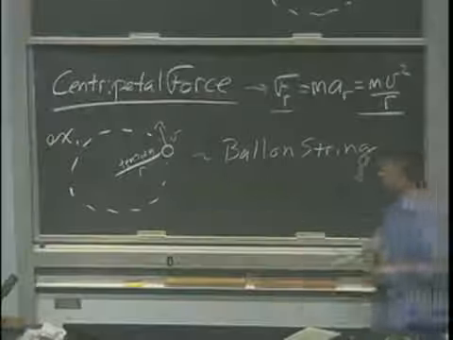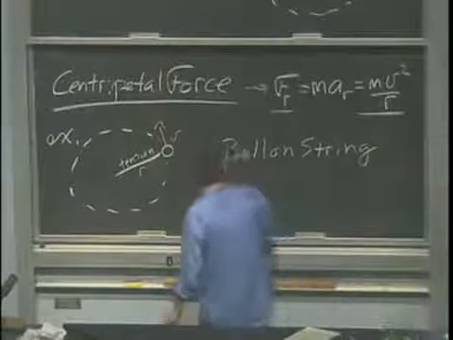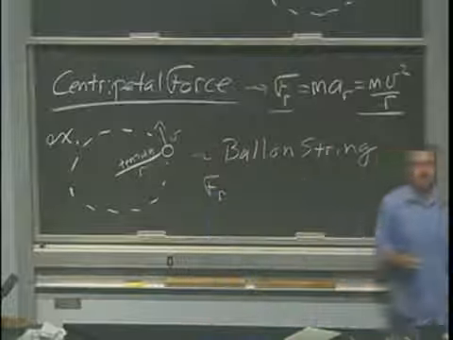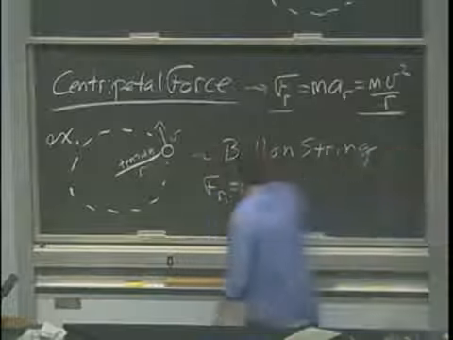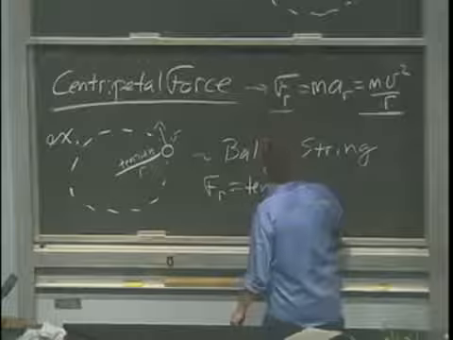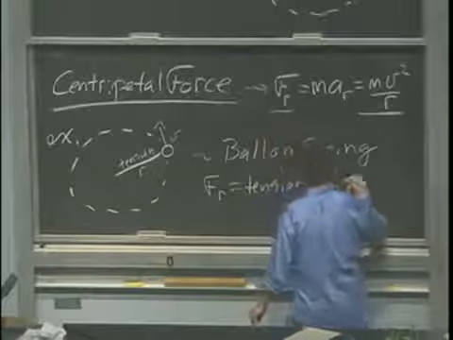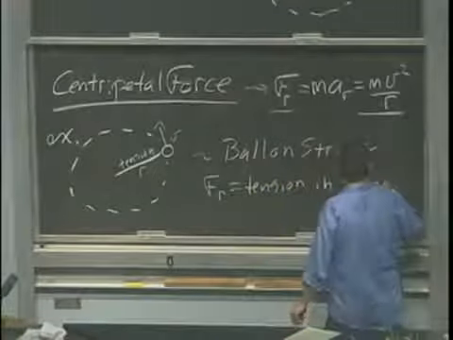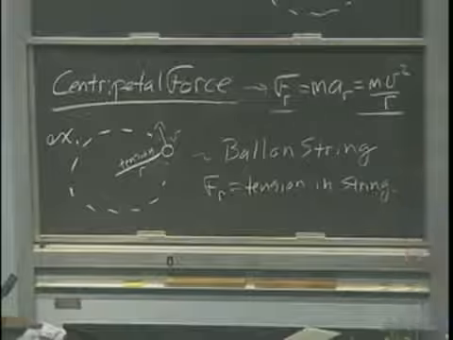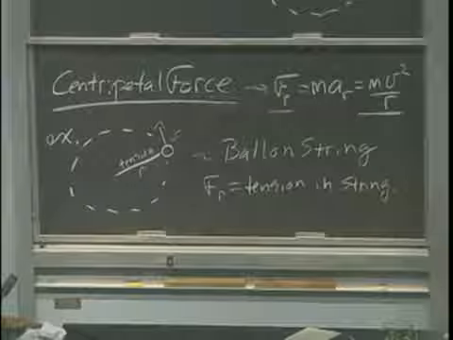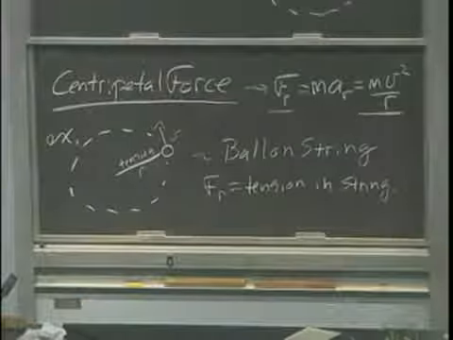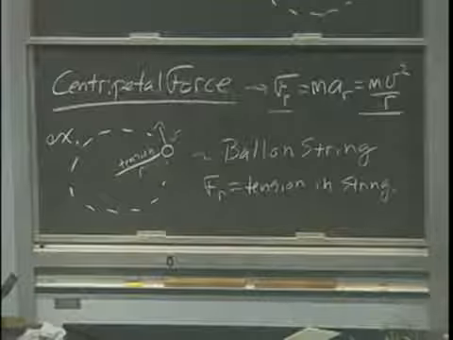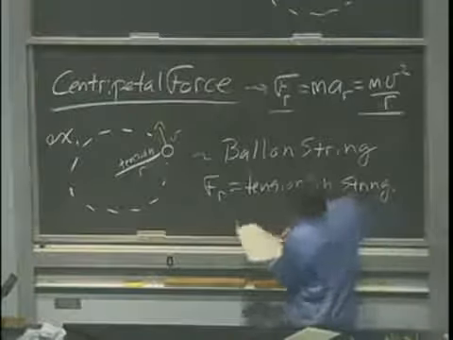The centripetal force, just call it F sum r here, in this case is equal to the tension in the string. There is not a new type of force, which is centripetal force. It's just that the tension in the string is always directed towards the center. So the tension in the string is providing the centripetal force in this case.